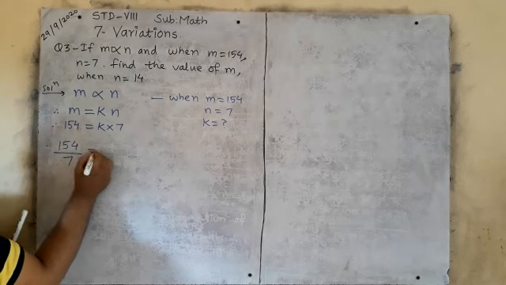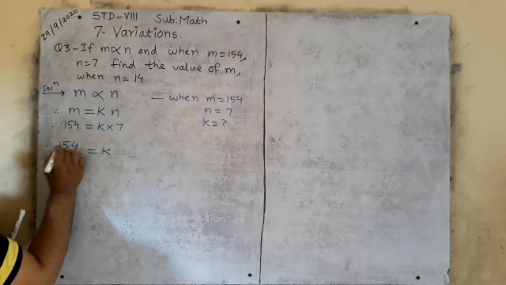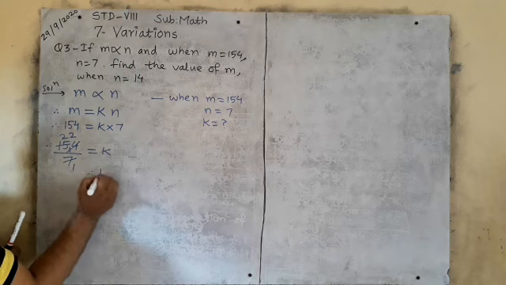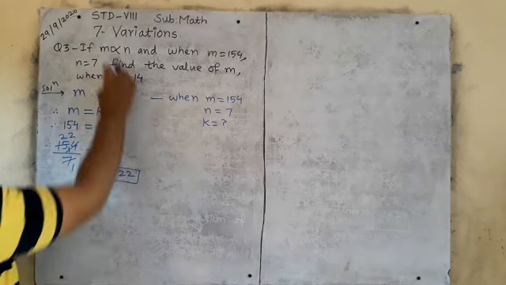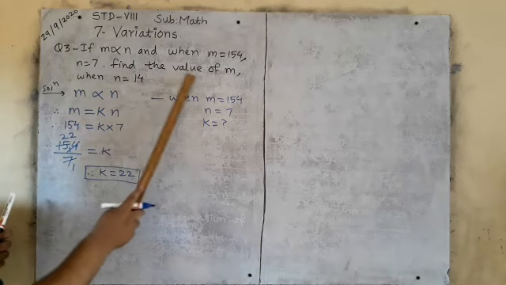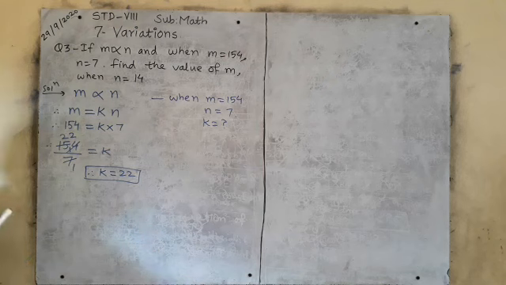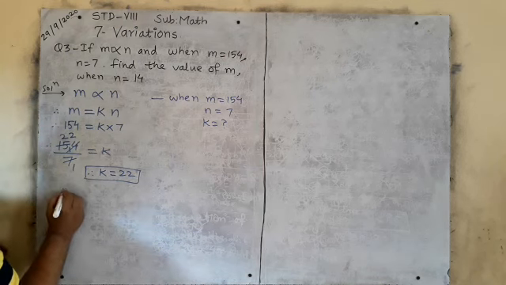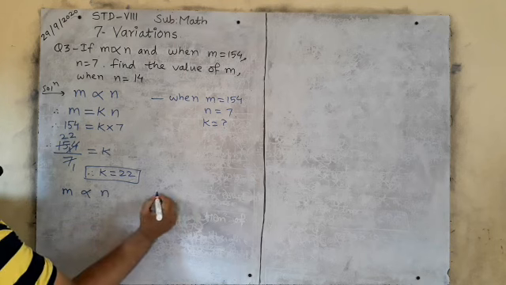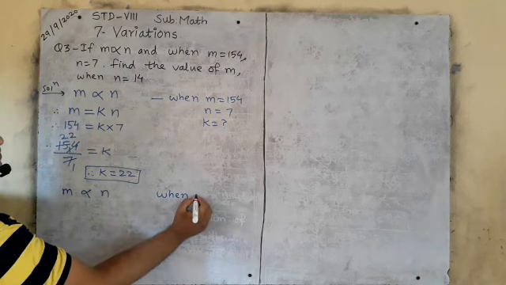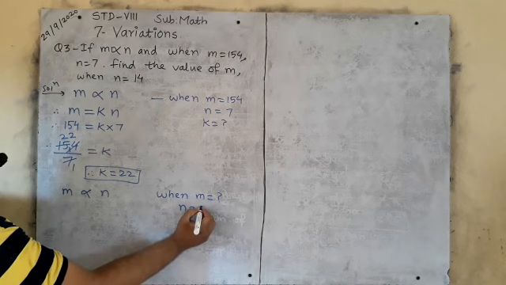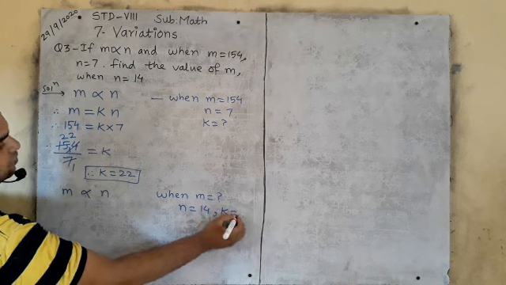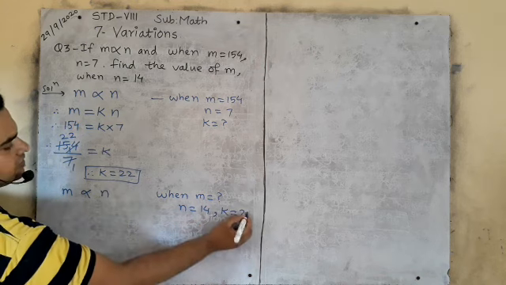154 upon 7 is equal to k. 7 ones are 7, 7 twos are 14, 1 remains, 7 twos are 14. Therefore, k value is 22. Now we have solved the first condition. Now we have to find the value of m when n is equal to 14. Again we will write the same thing. M is directly proportional to n, when m is equal to question mark, n is equal to 14 and k is equal to, you know the k now. K is how much? 22.